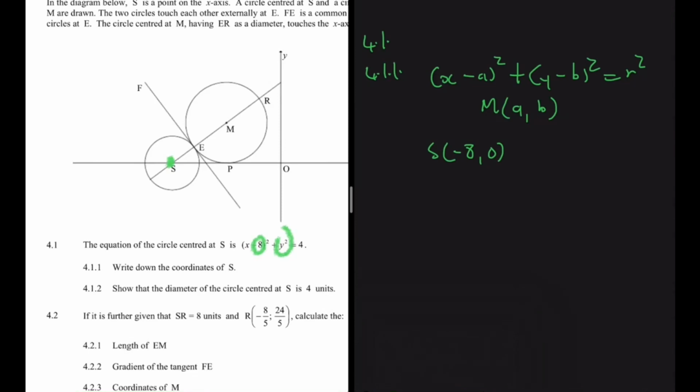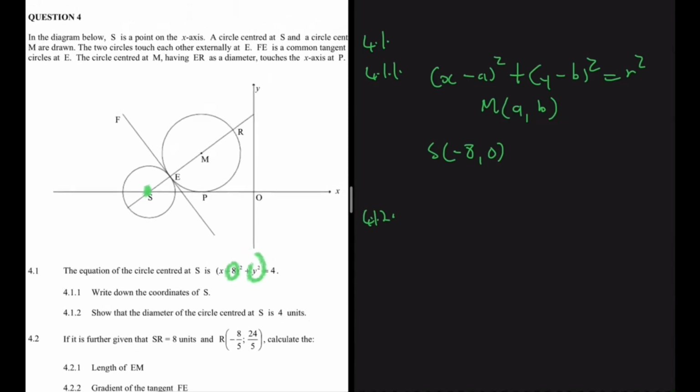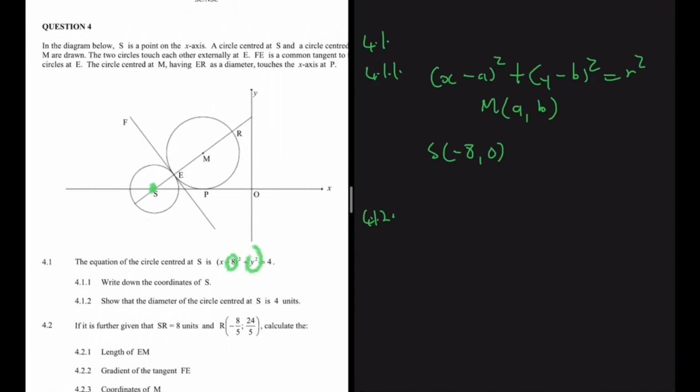And then let's do 4.1.2. 4.1.2 says, show that the diameter of the circle centered at S is 4 units. So what is the diameter by definition? The diameter is equal to 2 multiplied by the radius, right? But what is the radius of our circle? We know that from the general formula, (x − a)² + (y − b)² = r², and we're given r². So with r², we can find r and ultimately find the diameter, right?